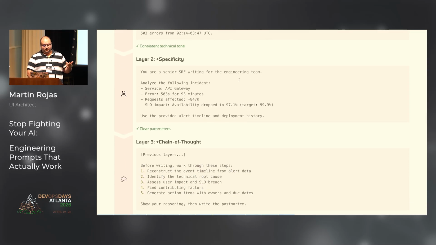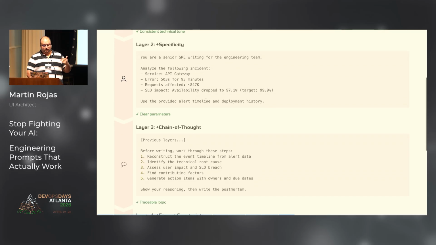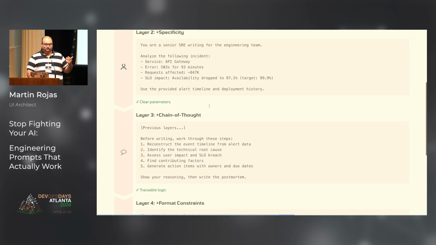Then you start adding specificity, right? Your team, this is the incident to analyze. This is the incident, this is what it affected, this is what I'm trying to do. I need to get out the timeline and deployment history.